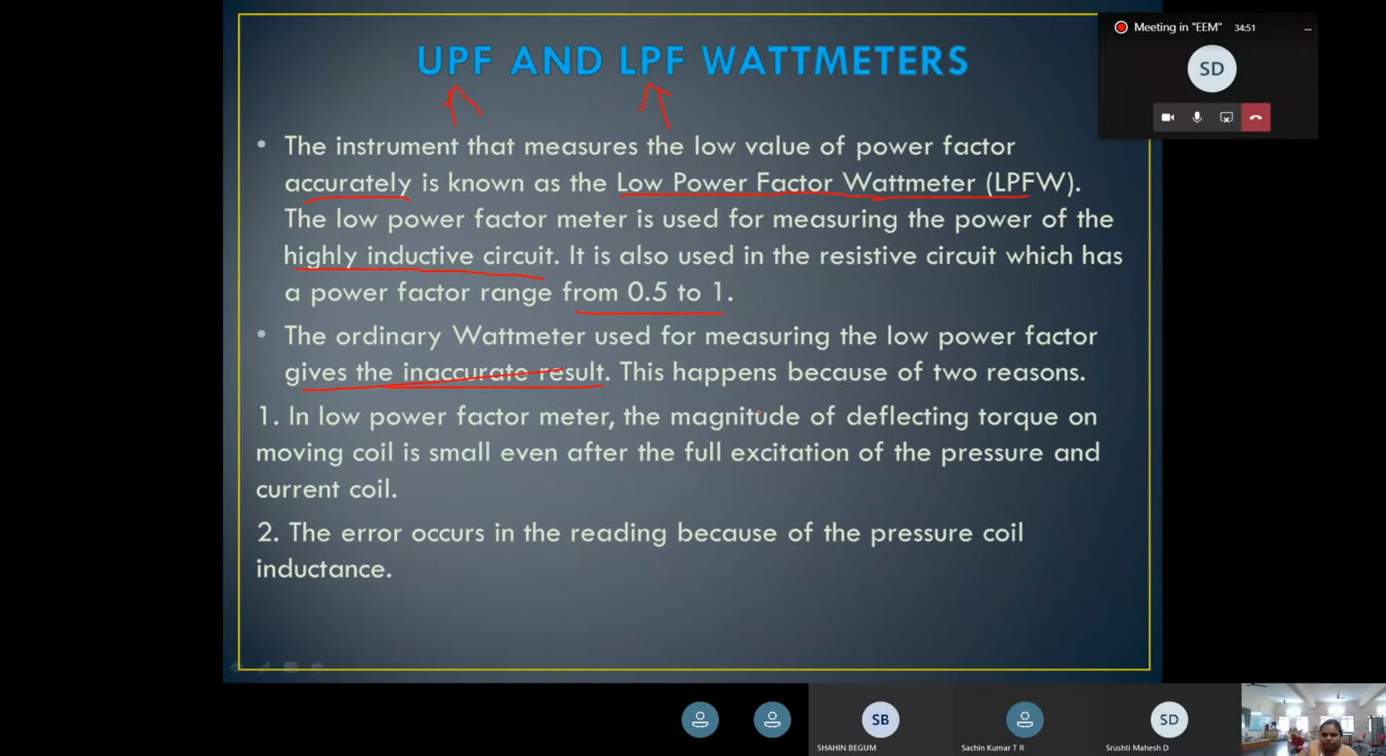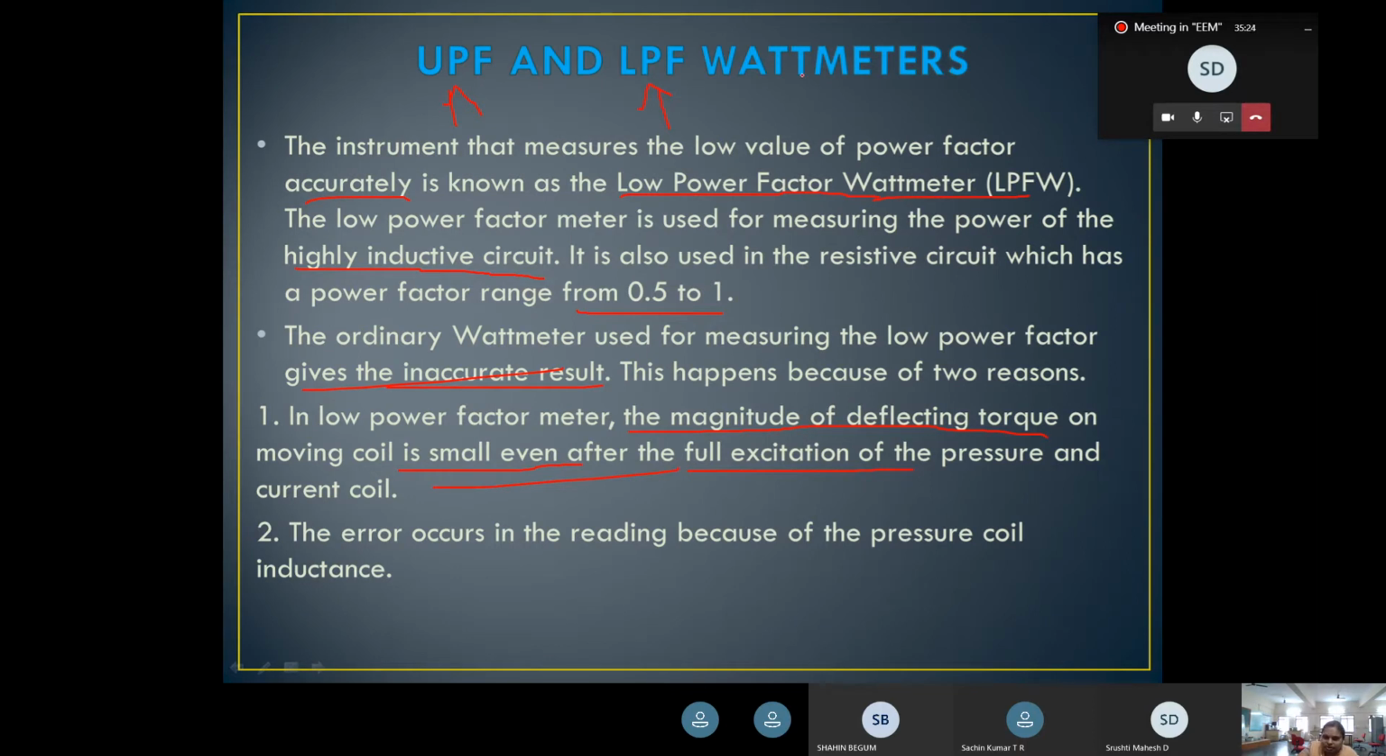This is because of two reasons. The first one is that in the low power factor meter, observe here, the magnitude of the deflecting torque on the moving coil is small. The torque introduced is very small, even after full excitation of the pressure and current coil. That's one drawback.